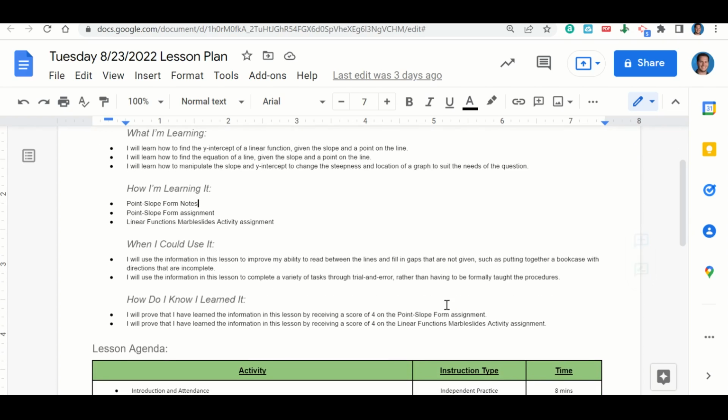How do you know you learned it? By getting a score of 4 on the point-slope form assignment and a 4 on the linear functions marble slides activity.